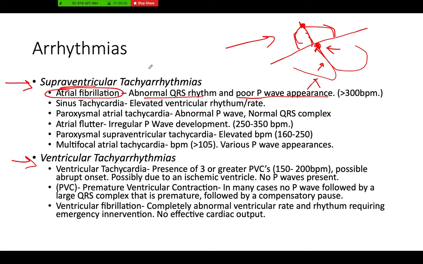Your QRS complexes, rather than marching out every QRS at a certain number of big boxes, right? Say every 3 big boxes, you have a QRS. You wait another 3 big boxes, another QRS.